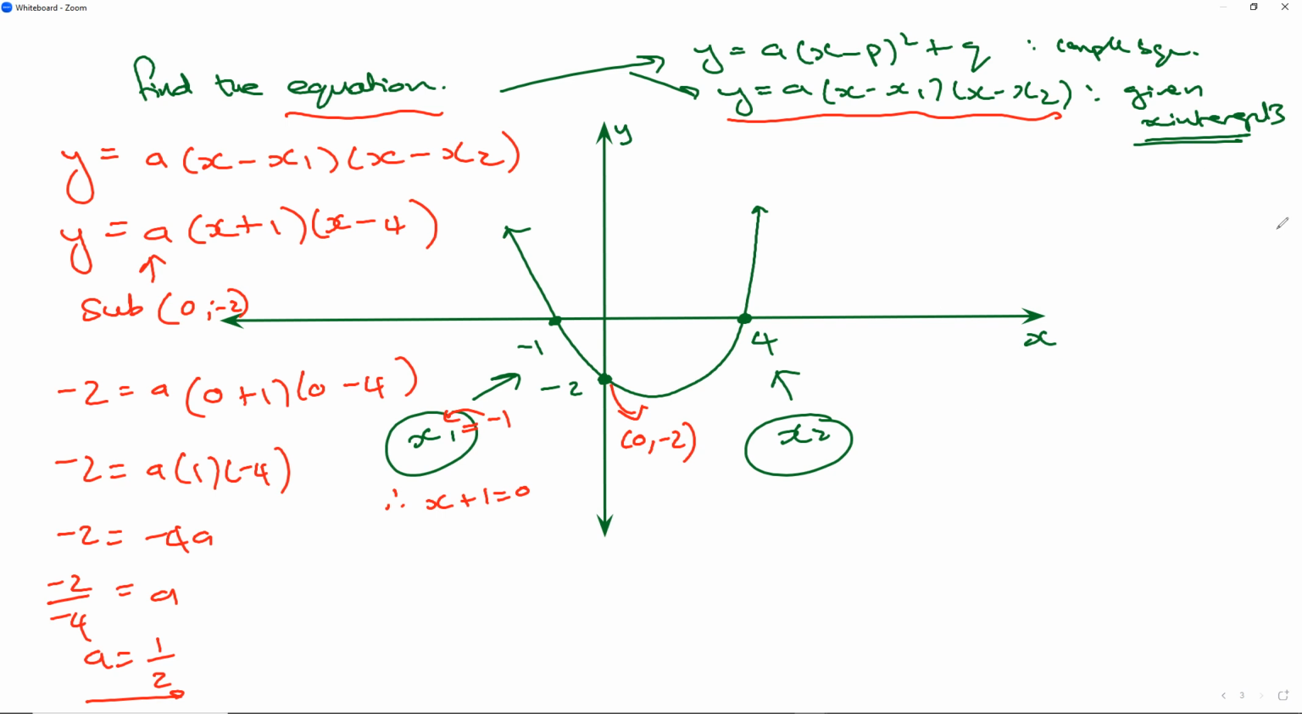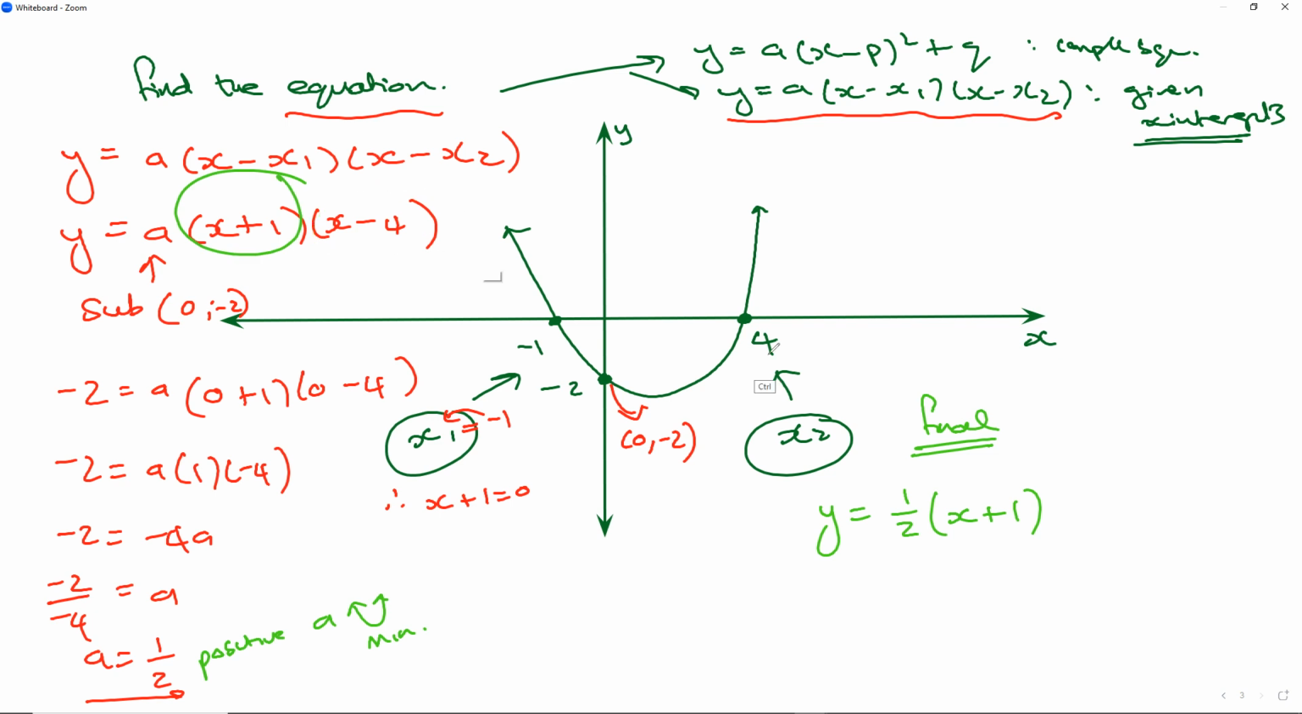So therefore, I can get my final equation, which would be y equals a half, which is positive, by the way. So this is a positive a value, and it therefore must be smiley with a minimum. And yep, it is smiley. It has a minimum. So y equals half (x plus 1)(x minus 4).